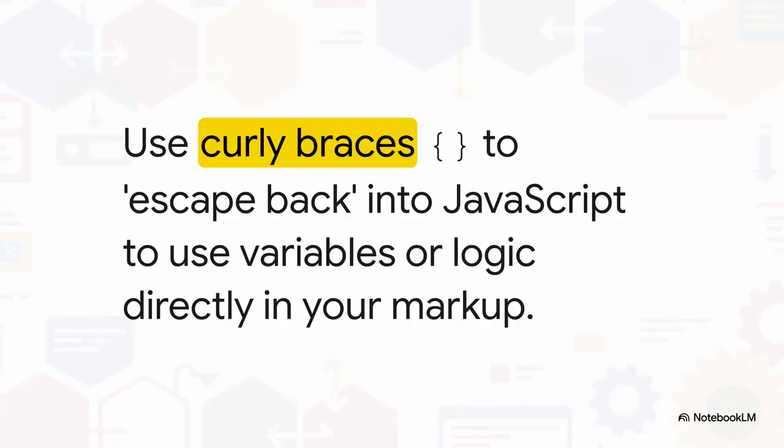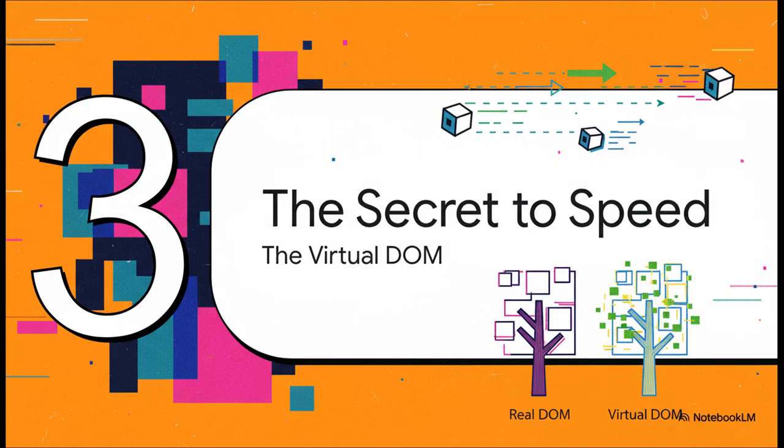And this is where the real magic happens. Anytime you're writing that HTML-like markup in JSX and you need to use a JavaScript variable or run some logic, you just use these curly braces. Think of it like a little escape hatch back into JavaScript. This is how you do things like display a user's name from a variable, or set an image source dynamically. It's incredibly powerful.